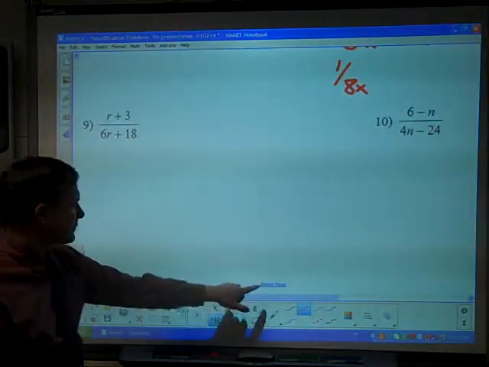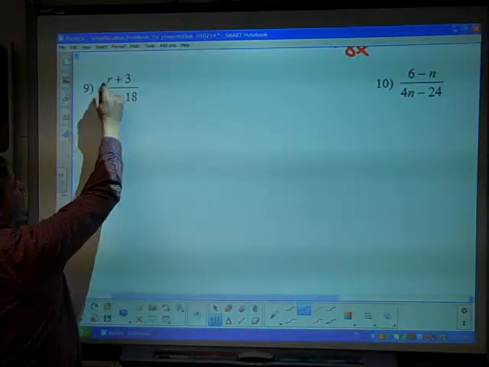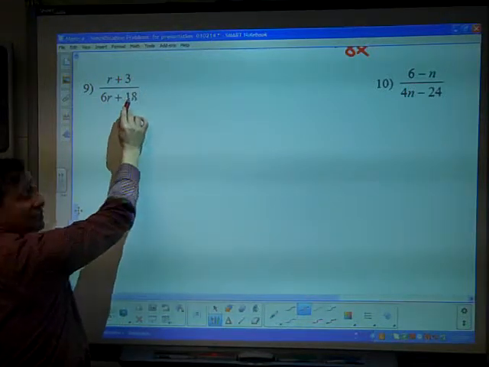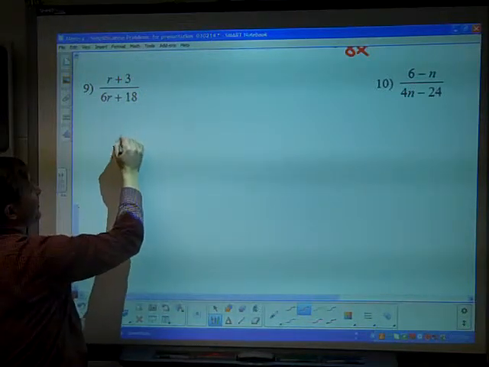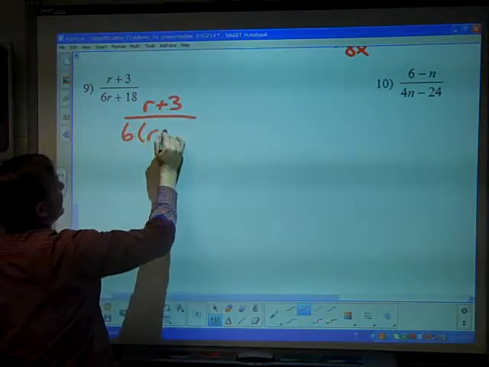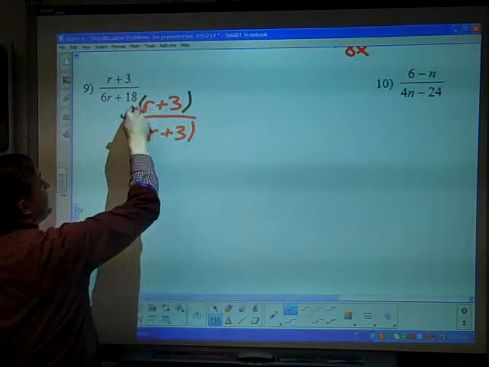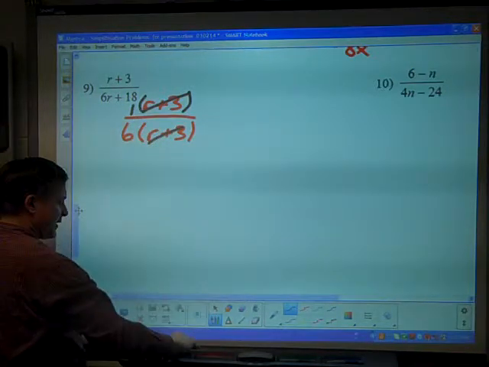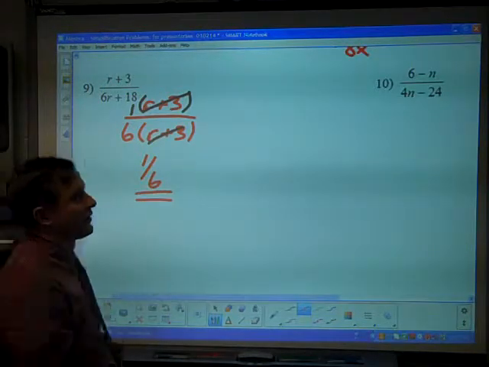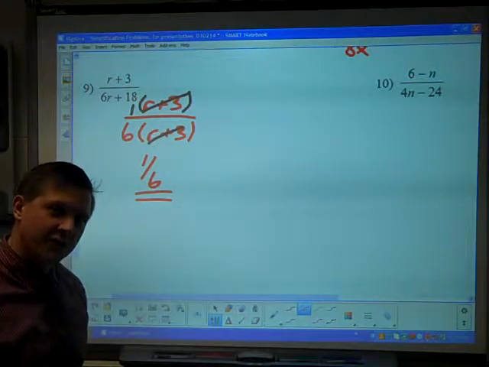Problem 9 and 10. Again, I see r plus 3, it's a sum. I'm looking for a factor, but nothing's common. 6r plus 18, but here we should see the 6 is common. So I put r plus 3 on the top, and I get r plus 3 on the bottom. And again, they're common. And when you cancel, you get a 1 on the top. Don't forget the 1. Don't write 6. 1/6.